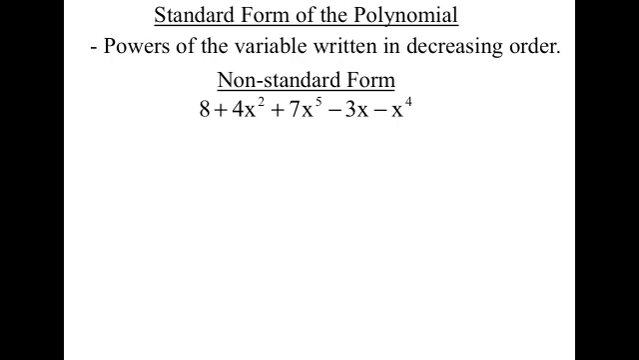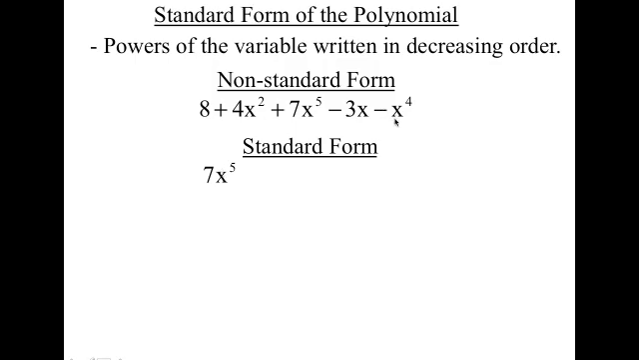So non-standard form might be something like this, where they're not in any kind of order. Notice I've got a 2 here, a 5 here, a 1, a 4, and this is actually x to the 0 power. Okay, standard form. Notice my highest variable term exponent is the 5, so that gets written first.